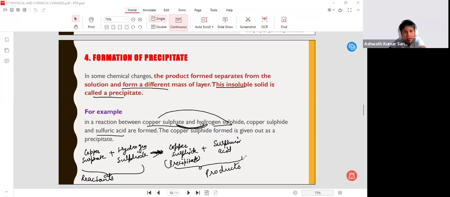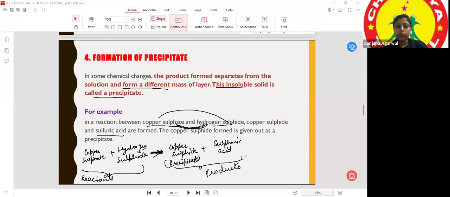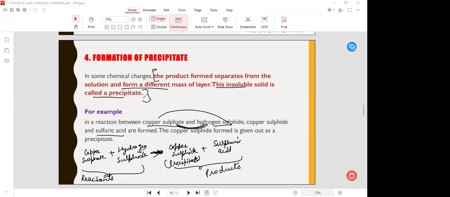Ma'am, what shall we write for the definition? The definition is that in some chemical changes, the product formed separates from the solution and forms a different mass or layer. Ma'am, can you give one more example for formation of precipitate?